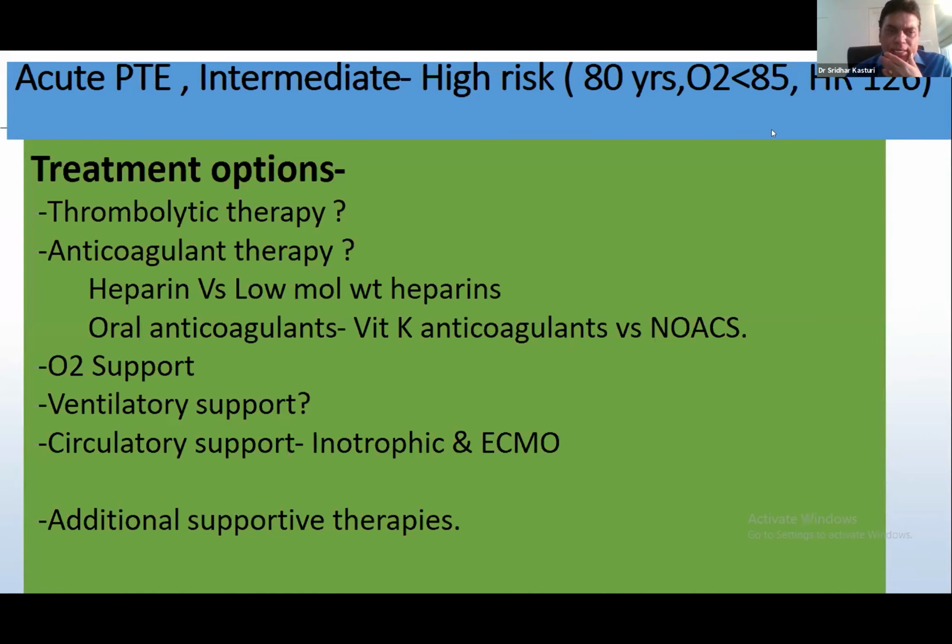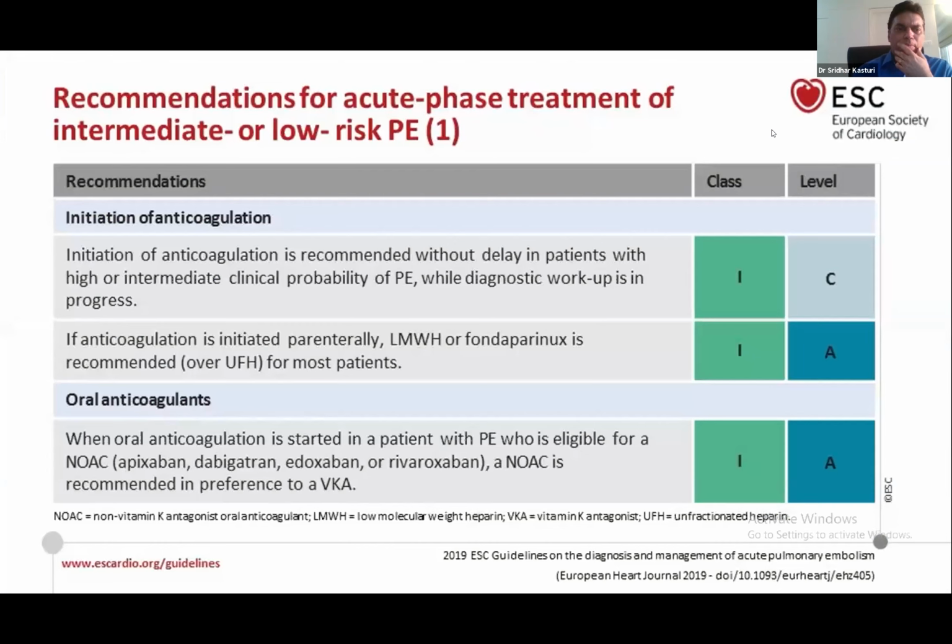Thrombolytic therapy, let us discuss. As per the guidelines, it is only indicated in the massive or high risk group where there is hemodynamic instability. Then anticoagulant therapy: heparin versus low molecular weight heparin or fondaparinux. Oral anticoagulants: vitamin K antagonists or novel oral anticoagulants. Ventilator support is not required for these patients. Circulatory support is not required unless they deteriorate.